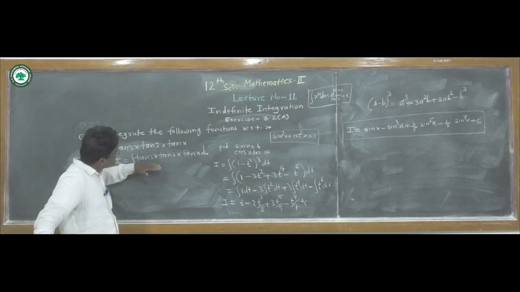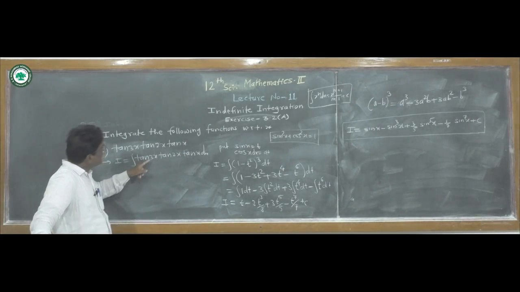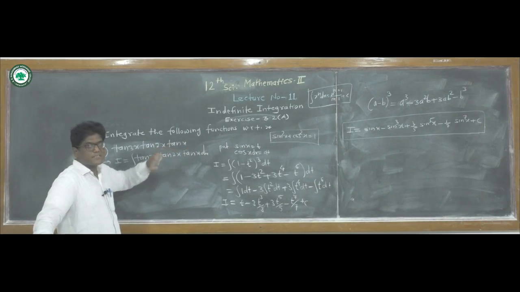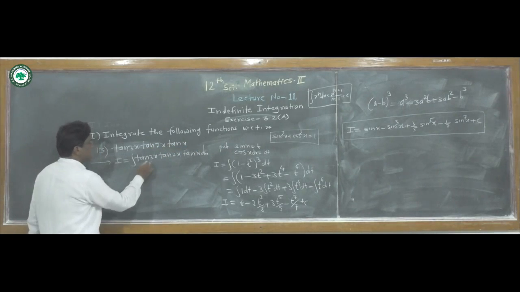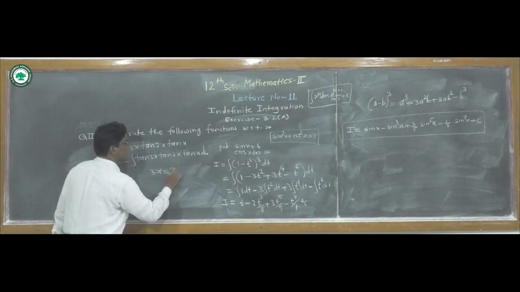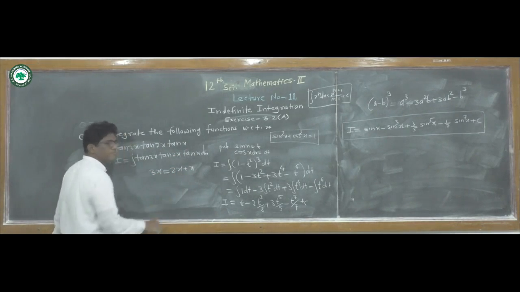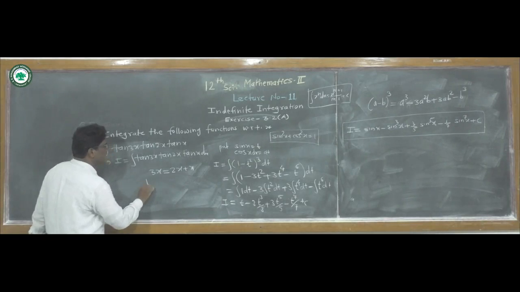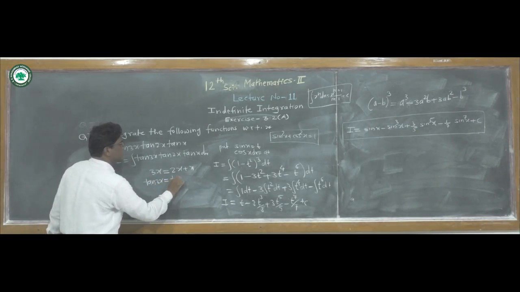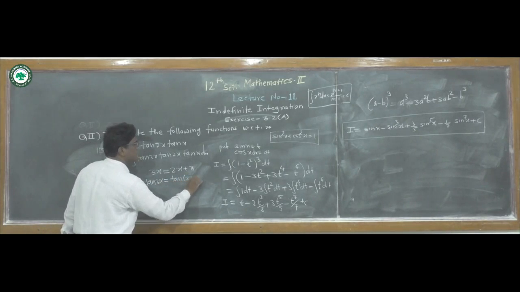Such type of problems we can create in many ways. If we take 11x, 5x and 6x, then 11x is equal to 5x plus 6x. Now here we have 3x is equal to 2x plus x. Now take the tangent ratio on both sides. So we get tan of 3x is equal to tan of 2x plus x.